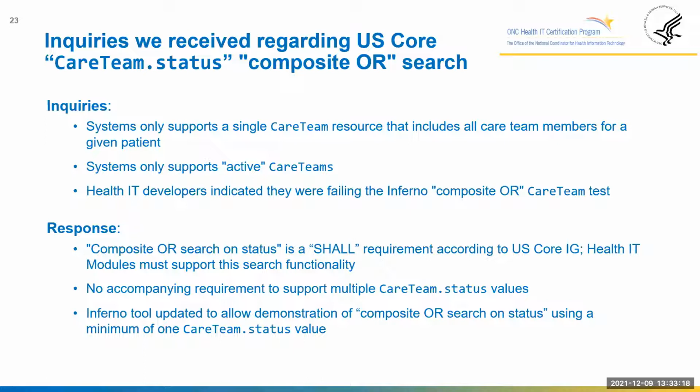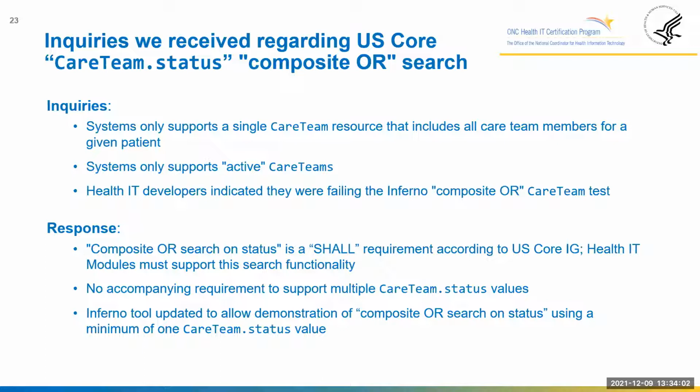So if a client were to search for multiple care team statuses and the server didn't have multiple, they would just respond with what they had, right? And so the Inferno test tool was updated to allow demonstration of composite or search on status using a minimum of one CareTeam.status value. And I will clarify too that if multiple CareTeam.status values are returned in the search, Inferno will still validate those, but it's not going to fail a health IT developer for only providing one CareTeam.status value.